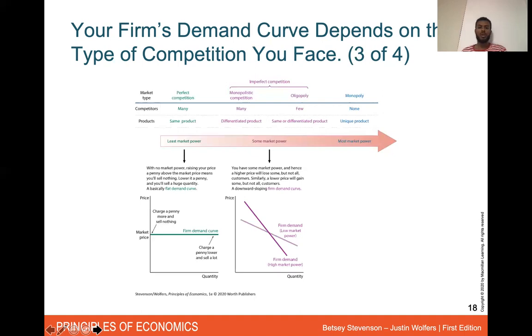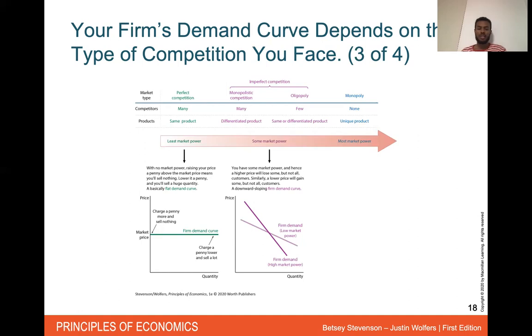For the middle, for monopolistic competition and oligopoly, you have some market power, and hence a higher price will lose some, but not all, customers. Similarly, a lower price will gain some, but not all, customers. So this is a downward sloping firm demand curve. If you look at the darker purple line, that's the firm demand with high market power, and the flatter line is the firm demand for a low market power firm.